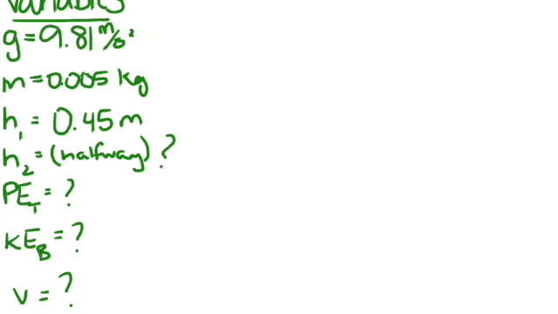So here I have a close-up picture. We're going to be looking at this much. This is the first descent. So this is going to require a couple different numbers that will need to be found. I've listed some of the variables. So gravity is 9.81 meters per second squared. The mass of the marble is 0.005 kilograms. And H1 stands for the height of this descent.